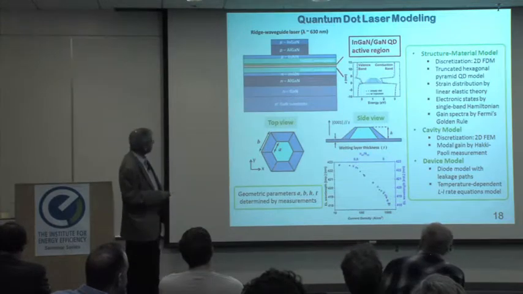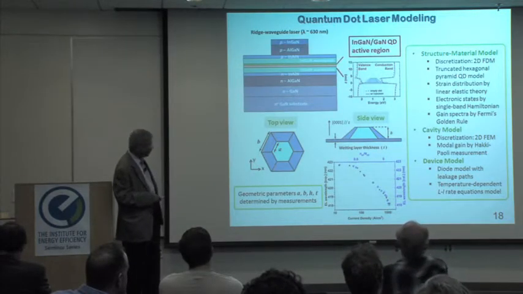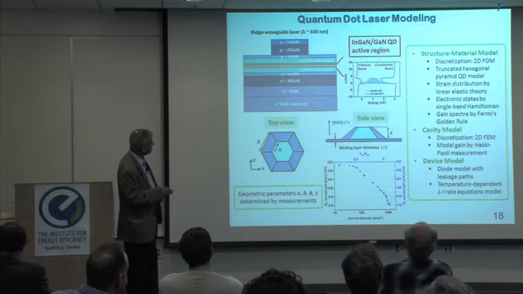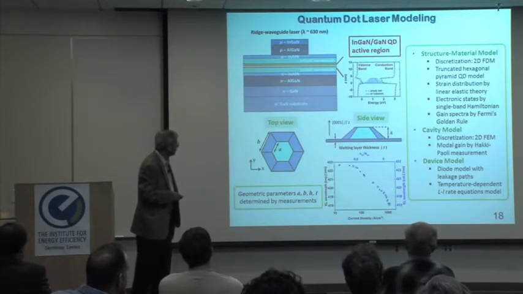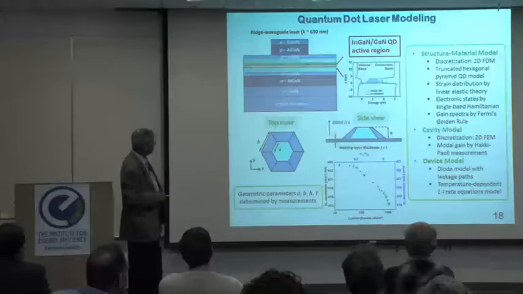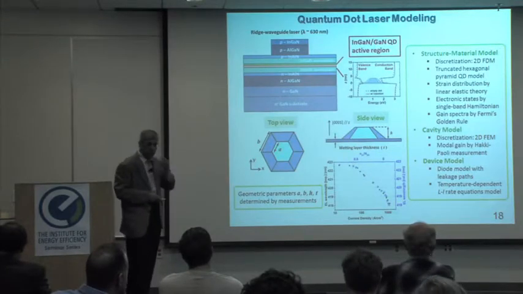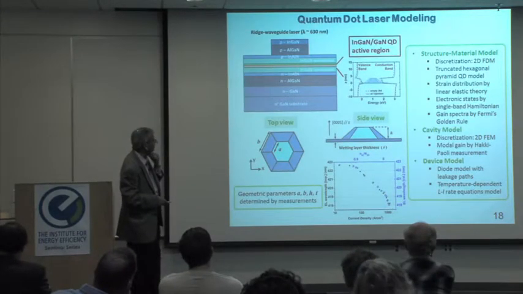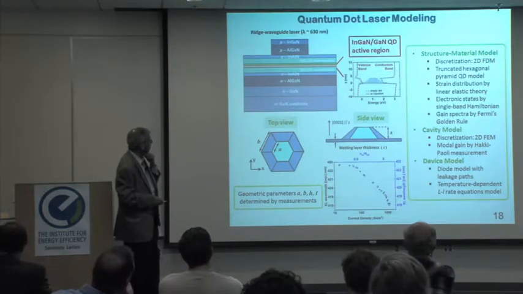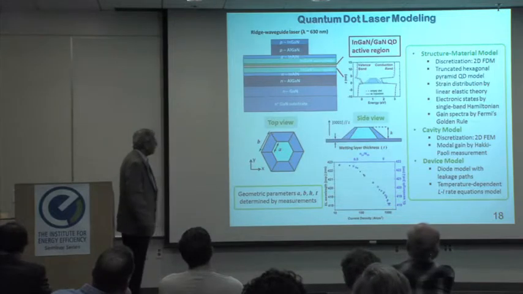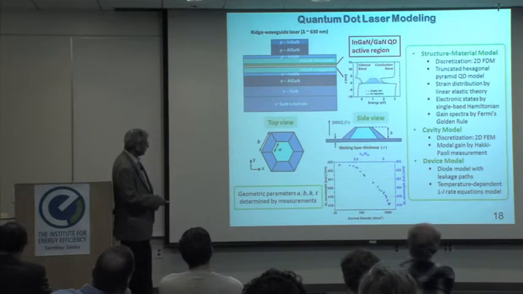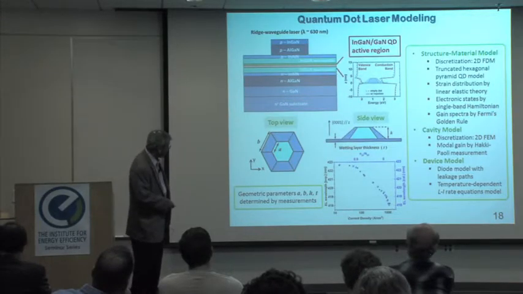based on structural characterization. The dots they model as truncated hexagonal pyramids. The strain distribution was calculated using linear elastic theory. There are other ways of taking the strain into account. The electronic states were calculated with a single band effective mass Hamiltonian, and the effective mass was further refined with an 8-band k dot p calculation, and then the gain spectra is calculated by Fermi's golden rule, and then the temperature dependent light current characteristics were calculated from temperature dependent rate equations.